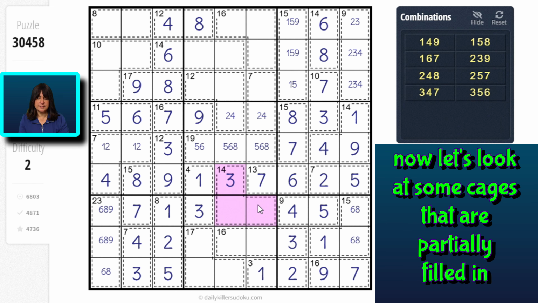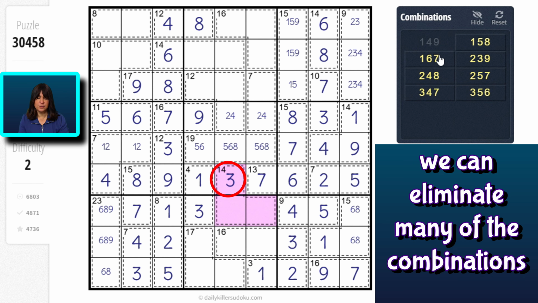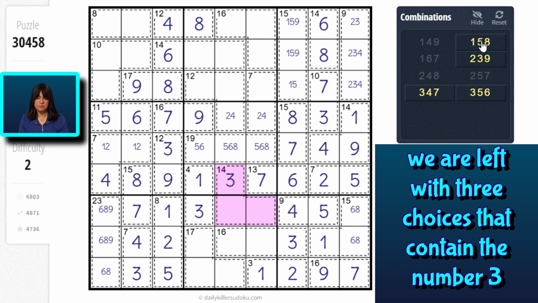Okay, now let's look at some cages that are partially filled in. So here we have a 3-cell cage with lots of combinations, but we know there's a 3 in one of the cells, so that eliminates all these combinations, and we're left with these 3 choices. Well, it can't be the 3, 4, 7, since both a 4 and a 7 are in the row.